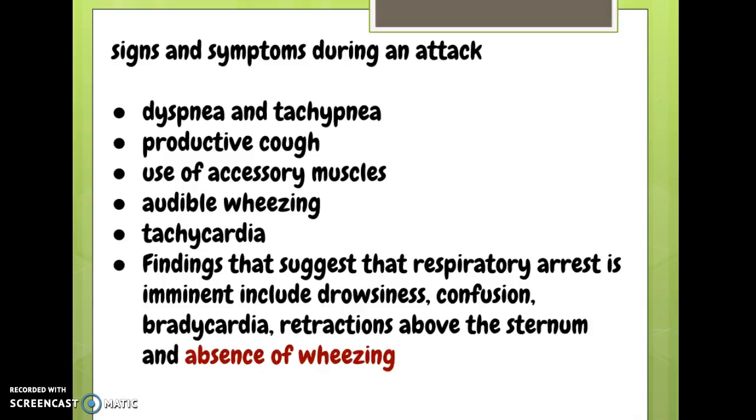Dyspnea, meaning shortness of breath, will initially happen, as well as tachypnea, so the rate of breathing speeds up. Often a productive cough, and you'll notice use of accessory muscles. Again, the diaphragm is not really considered an accessory muscle. That's the main muscle of breathing. Everyone uses their diaphragm to breathe. But when you start seeing someone using their shoulders and neck to try to take a breath, that's called using accessory muscles, and that's an ominous sign.